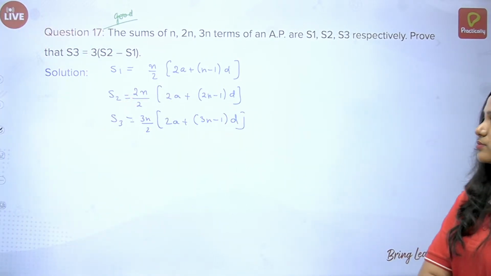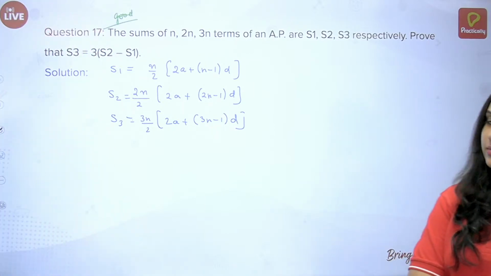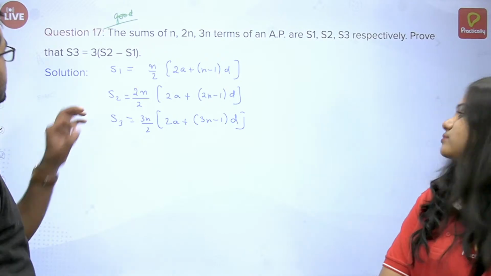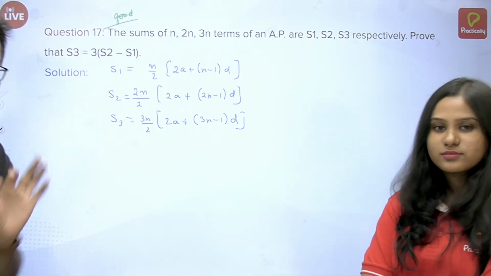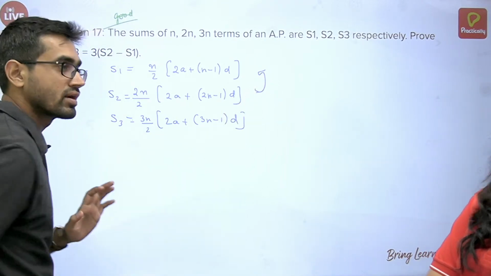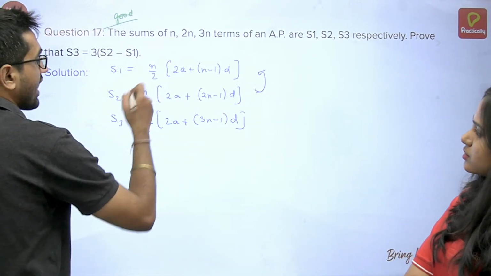Now here is the catch. The question says prove that S3 is 3 of S2 minus S1. Don't apply too much of your brain. Do S2 minus S1 directly. Just do S2 minus S1. Can we do it directly? Yes, because we have this.